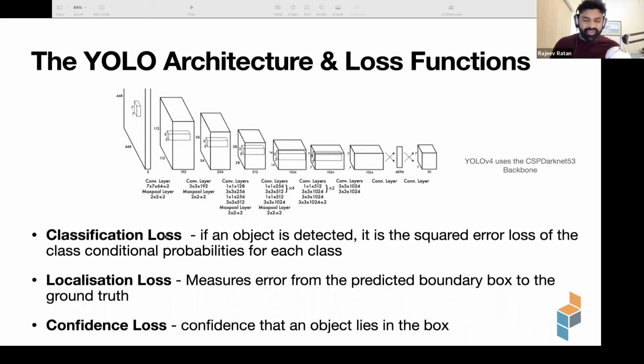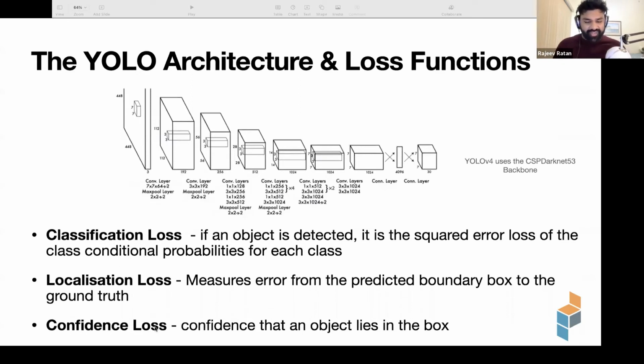When we're training a YOLO 4 model, there are 3 different losses that it tries to minimize. There's a classification loss. If an object is detected, it is a squared error loss of the class conditional probabilities for each class. Also, there's a localization loss, which measures the error from the predicted boundary of the box to the ground truth. So you could already see these 2 making sense.